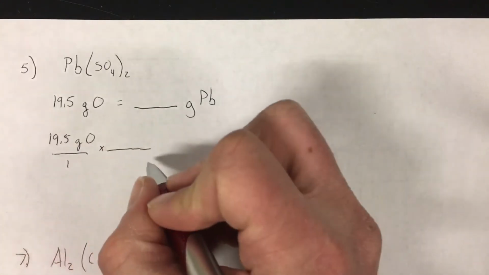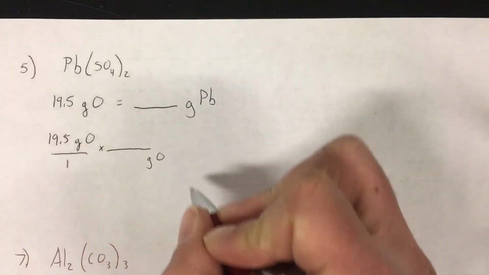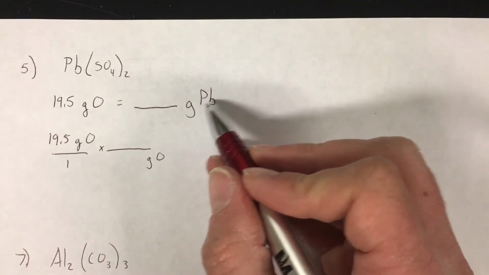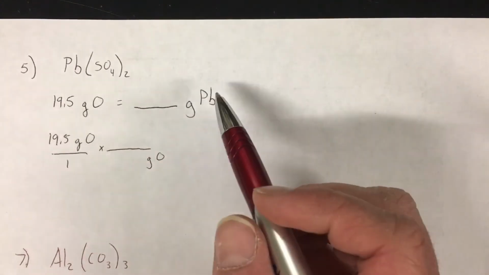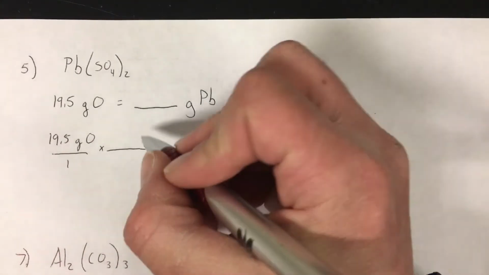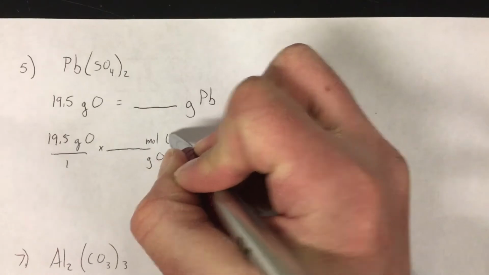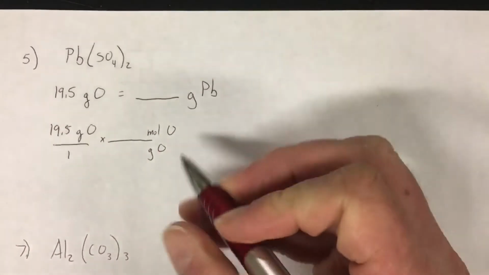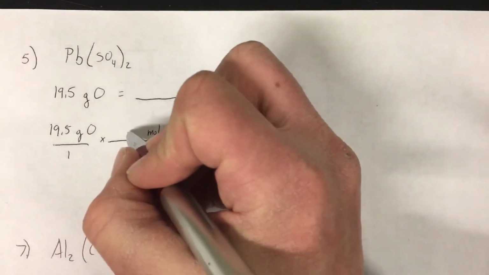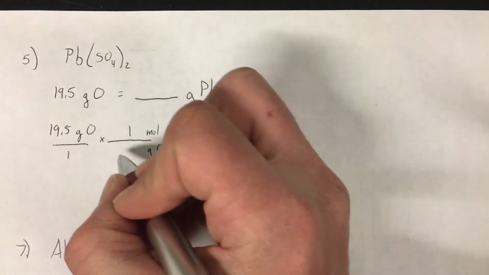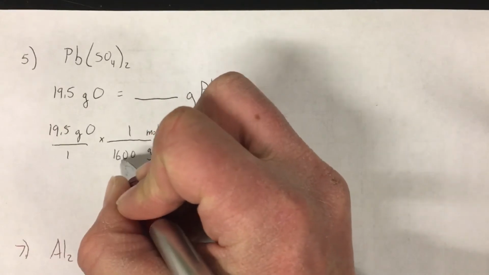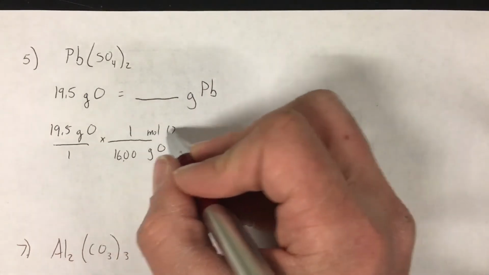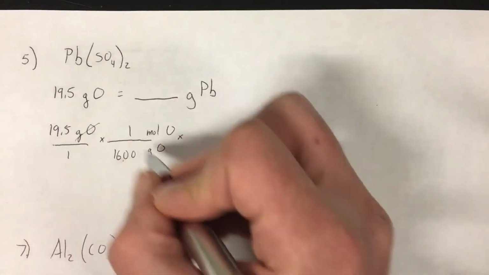Now we want to cancel that unit, grams of oxygen. Eventually we want to get to grams of lead, but to go between oxygen and lead, we're going to have to go through moles. So first let's go from grams of oxygen to moles of oxygen, and we do that by using the molar mass. 1 mole of oxygen as an atom is 16.00 grams. That gets us to moles of oxygen. Cancel these.